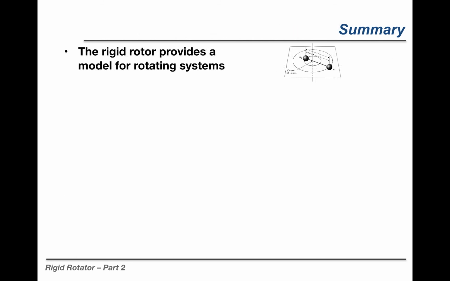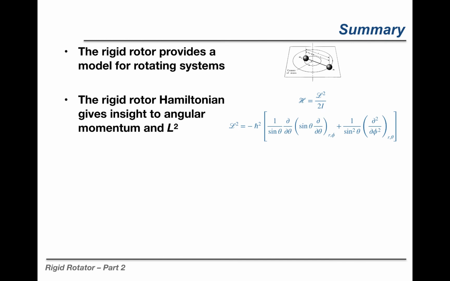So to summarize this video, we recall that the rigid rotor provides a model for rotating systems, that the Hamiltonian can be written in terms of angular momentum, in particular the operator L squared. And one thing I noted briefly, but I want to come back and emphasize here, is again, the Hamiltonian looks like a constant 1 over 2I times L squared. And so the eigenfunctions of the rigid rotor Hamiltonian will be proportional to the eigenfunctions anytime L squared shows up in our Schrodinger equations.